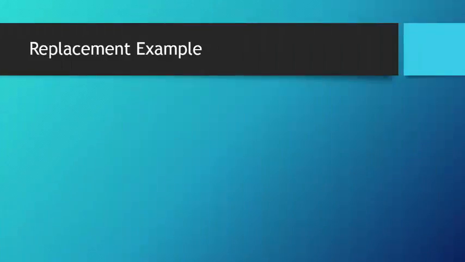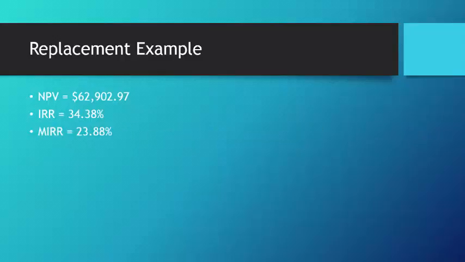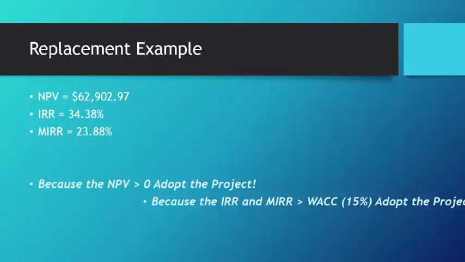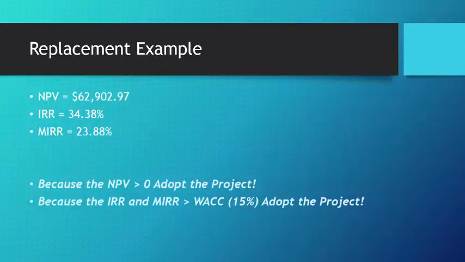So in our replacement example, again summarizing what we just did, NPV 62,902.97, IRR 34.38%, MIRR 23.88%. Because NPV is greater than 0, we're going to adopt the project. Because the IRR and MIRR are greater than the weighted average cost of capital, which is 15% in this instance, we're going to adopt the project. Hoping that made some sense.